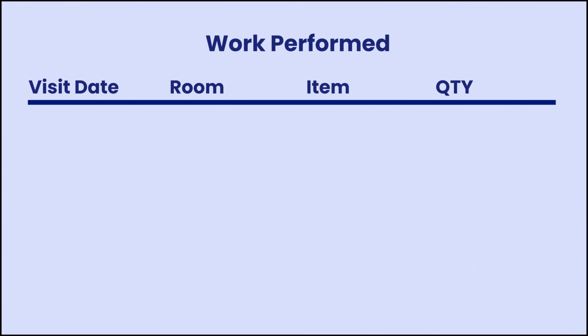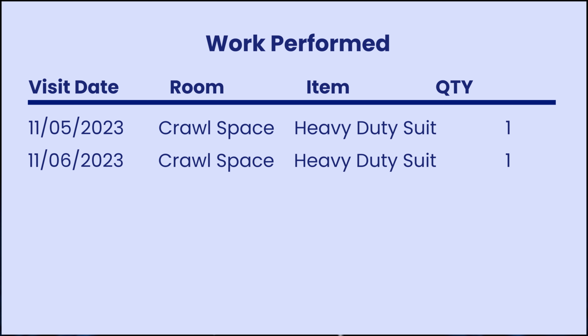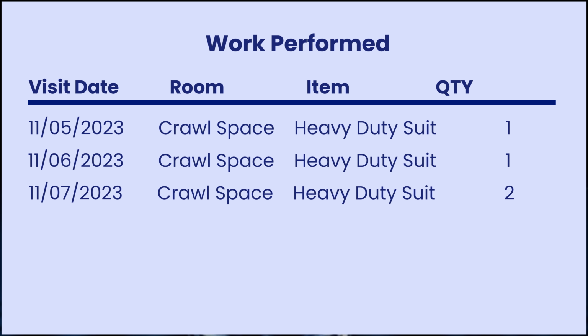Let's take a step back and touch on something important and cool about work performed. Work performed is a record of what your crew did at the job site each day. For example, let's say a technician wears a heavy-duty suit on the first day of the job. This supply is recorded in work performed. The second day of the job, a technician wears another heavy-duty suit at the job site. The third day of the job, two technicians each wear a heavy-duty suit at the job site.